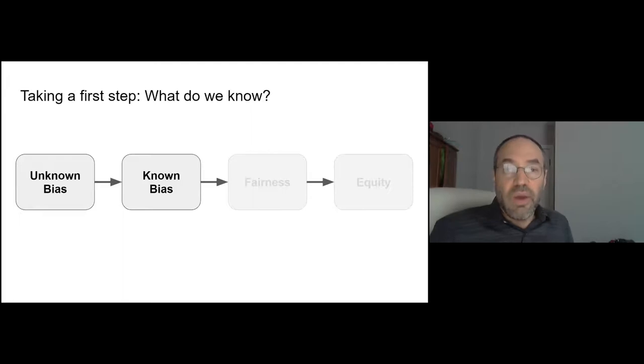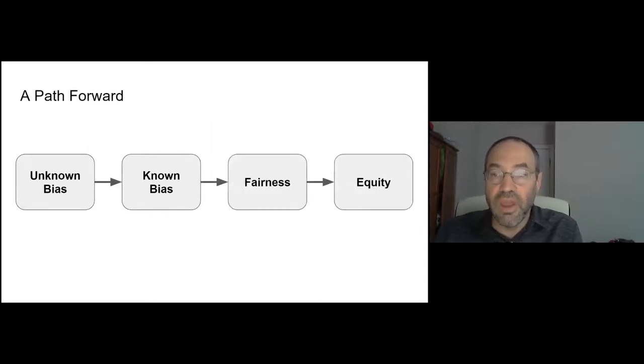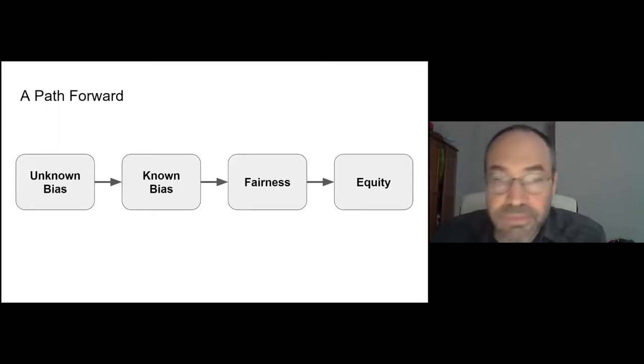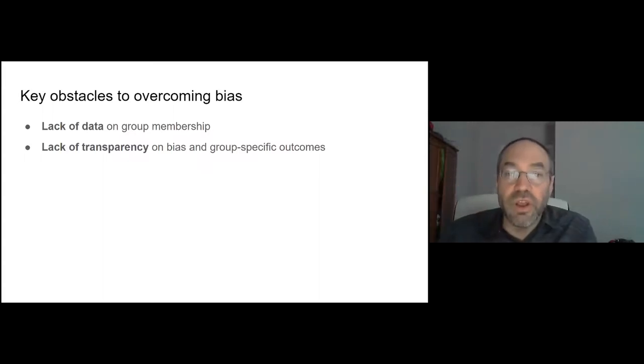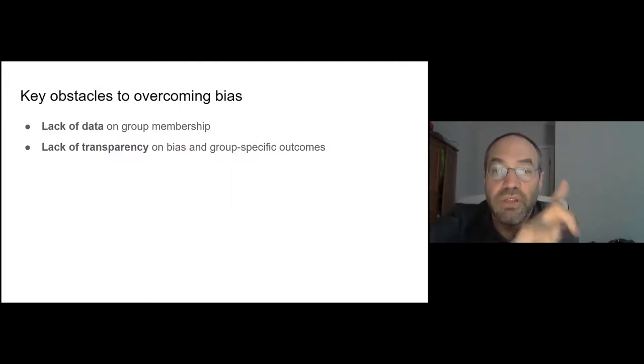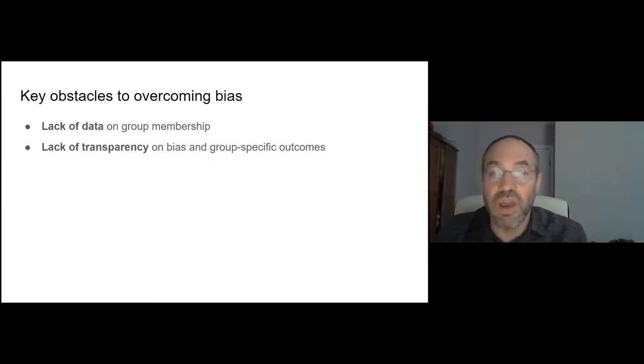Okay, so now we've talked a little bit about the known biases. Where do we go from there to fairness and equity? I'd like to discuss a few steps on the path forward. So two key obstacles that Aaron and I in our review focus on for overcoming bias. The first one I've already talked about a little bit, lack of data on group membership. There's not having a sample, and then there's lacking data on the membership. You could have a lot of people in your sample who belong to underrepresented groups, but you don't know which are which. The other one is a lack of transparency on bias and group-specific outcomes.